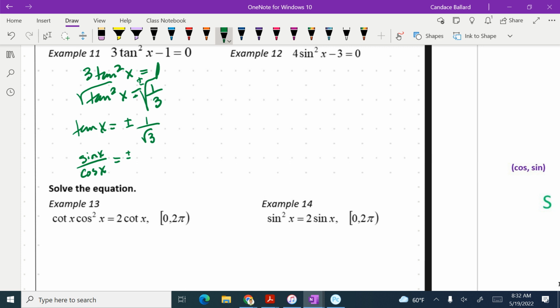I know that that's not on the unit circle. Technically, what's underneath each one of those numbers on the unit circle?